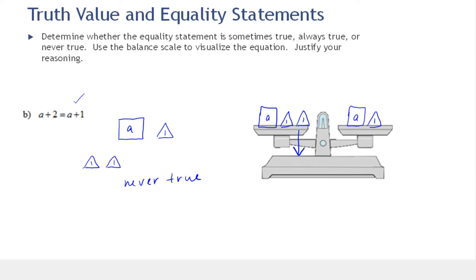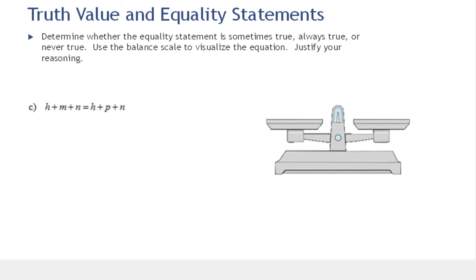Let's look at the last one. Now we have a whole bunch of letters, but don't let them bother you. Remember, these are just representing numbers that are either fixed or that we don't know. So let's make H a triangle. We have M's, we'll make that a square. We have an N, I'm going to make that a circle, and we'll pretend it won't roll right off the scale. And then we also have a P. Let's use a heart for P.